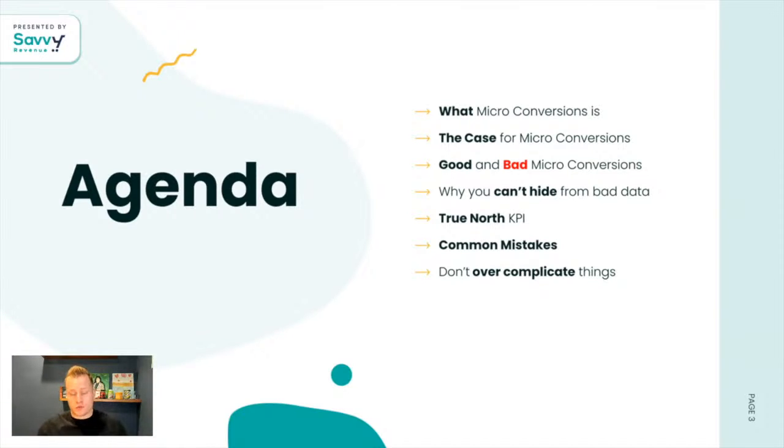We're going to go through common mistakes, and then we're going to try to figure out how not to overcomplicate everything, because micro conversions is basically overcomplicating something that we already have a very good benchmark for, transactions. So we're going to try to figure out how to avoid overcomplicating this moving forward.